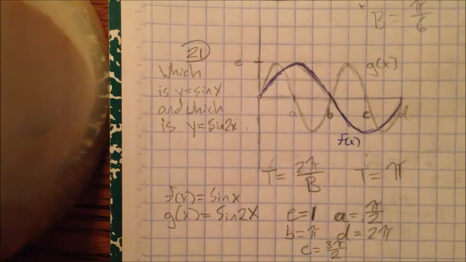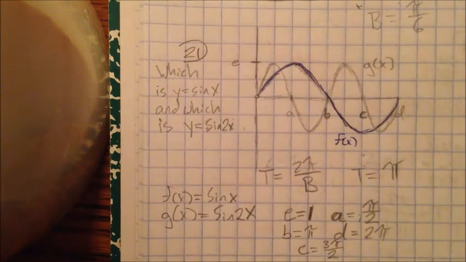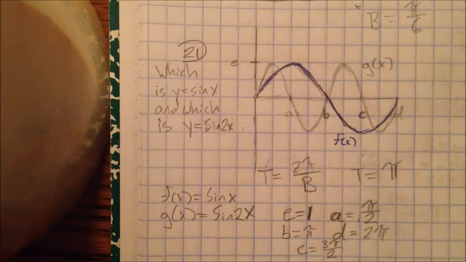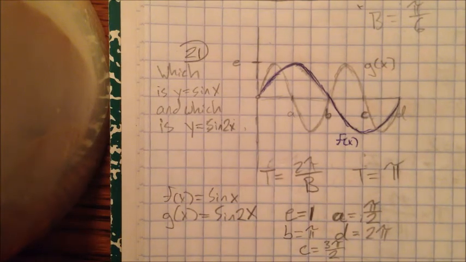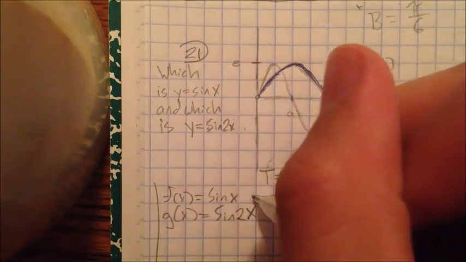Let me see, do these answers match up? f of x is equal to sine x, a is equal to pi over 2. We have that. B is equal to pi. We have that. C is equal to 3 pi over 2. We have that. D is equal to 2 pi. E is equal to 1. That checks out. So this is your mini answers.